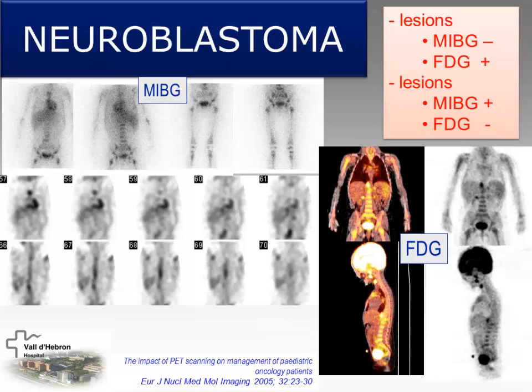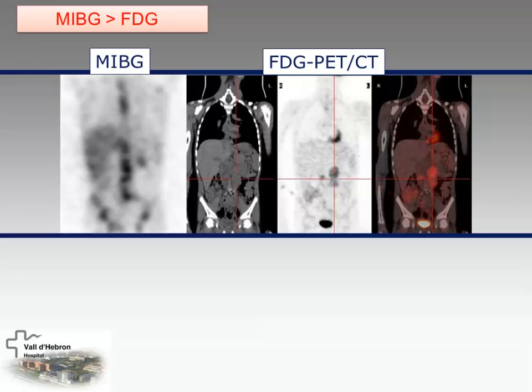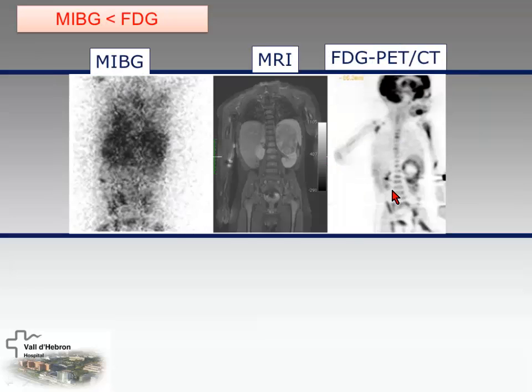Here we have one case of a recidive of a stage 4 neuroblastoma. It is a recidive with multiple metastases on the spine, with MIBG uptake and without FDG uptake. And in another case, it is the contrary. Here you have more lesions on the PET scan than on the MIBG scan.